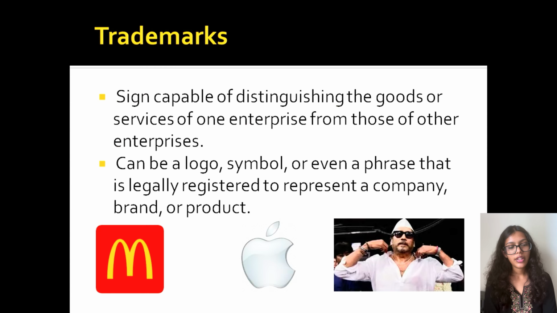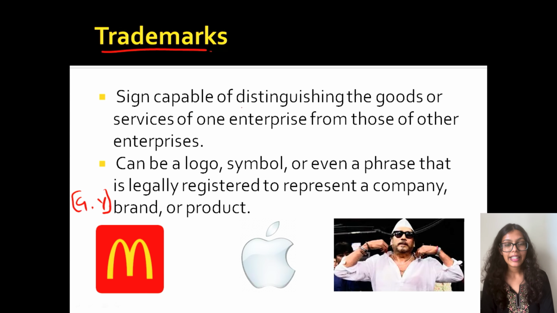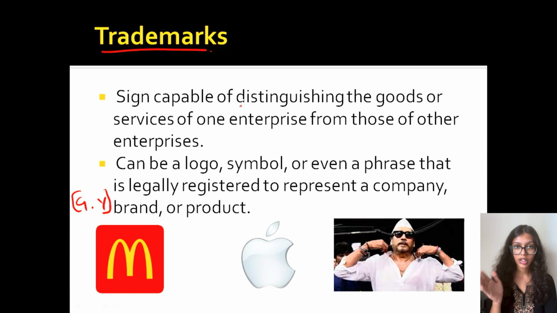Now, let's quickly talk about the third type of intellectual property, which is trademarks. Trademarks are all around us. Even the device that you're watching this video on must have Google or Yahoo or Gmail, right? Those logos are very fine examples of trademarks. A trademark is basically a logo, symbol, or even a phrase that is legally registered to represent a company, brand, or product, or even a person, and it distinguishes it from others and gives it a specific identity.